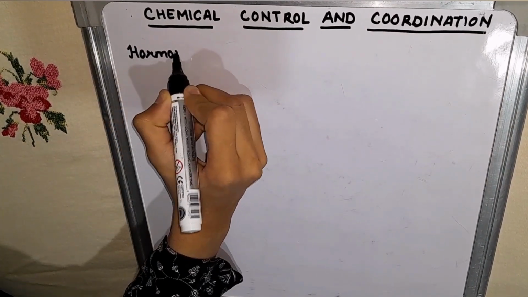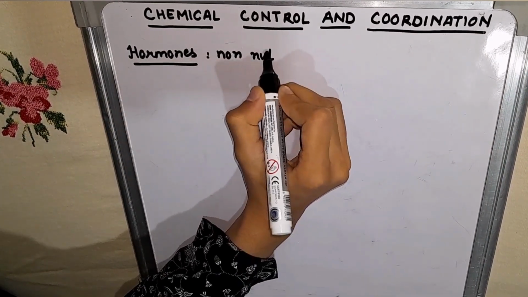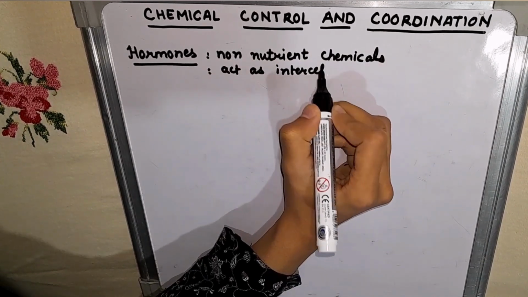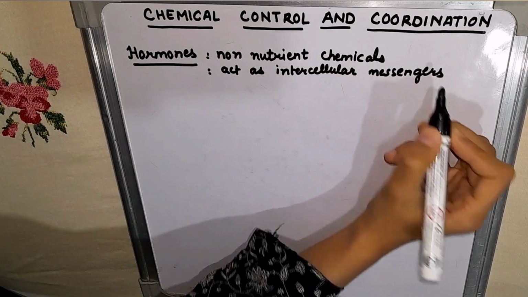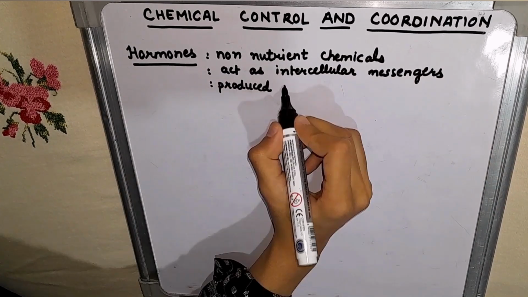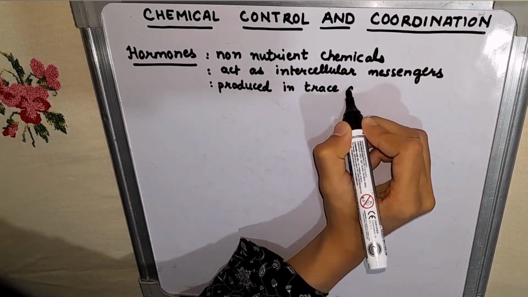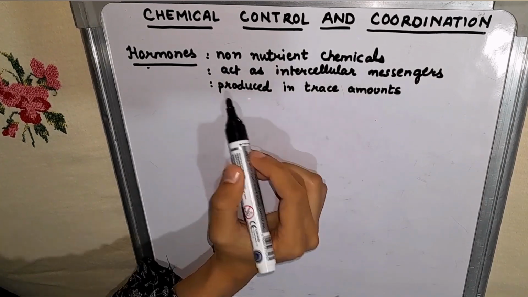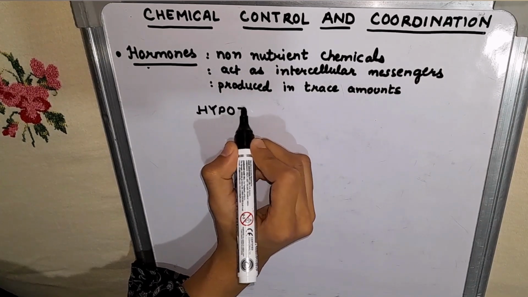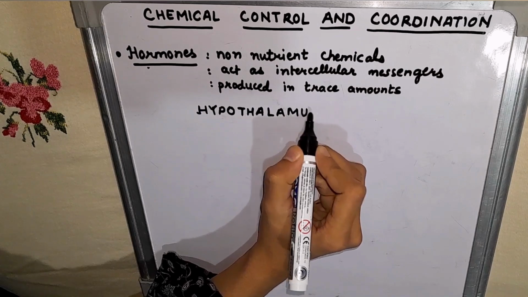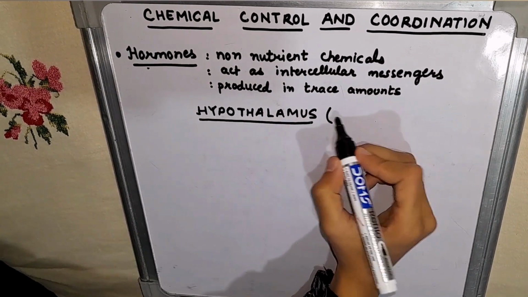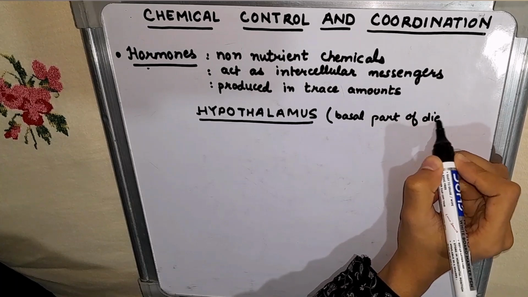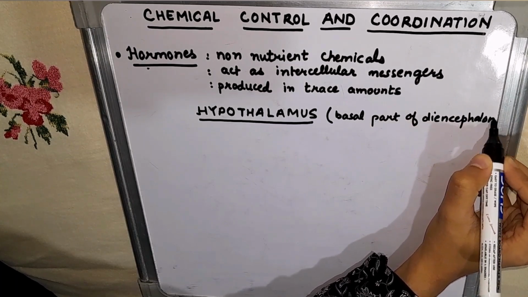First, we begin with the basic definition of hormones. Hormones are non-nutrient chemicals which act as intercellular messengers and are produced in trace amounts. This is the basic definition which needs to be understood. Next, we have the main gland, which is the hypothalamus. The hypothalamus is located in the basal part of the diencephalon, or forebrain, as we call it.